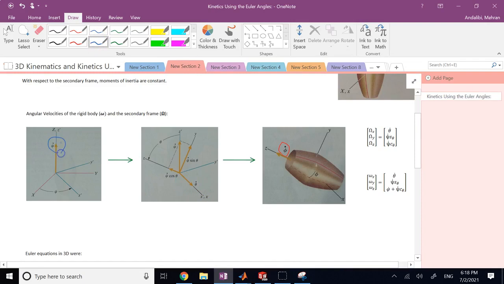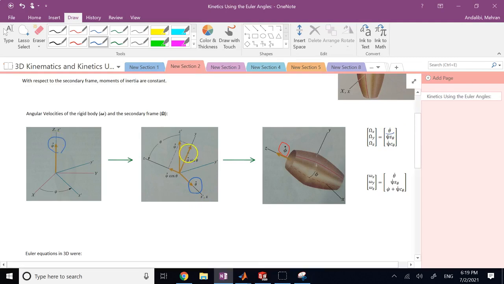Now, how do you project those two guys on this secondary frame? So let's take a look. The theta dot is rather clear. Why? Because theta dot is about the intermediate frame x prime, which is also the same as x. So all you have for theta dot is along the x-axis, and that's what you see here. Okay, it's only along the x-axis, so it goes to the first component.